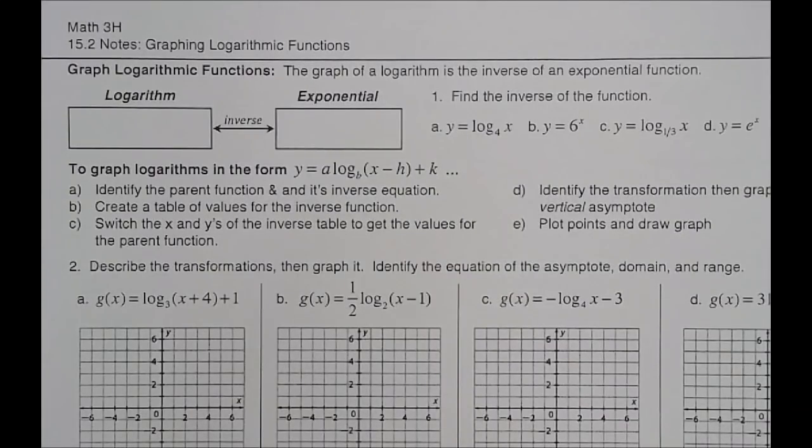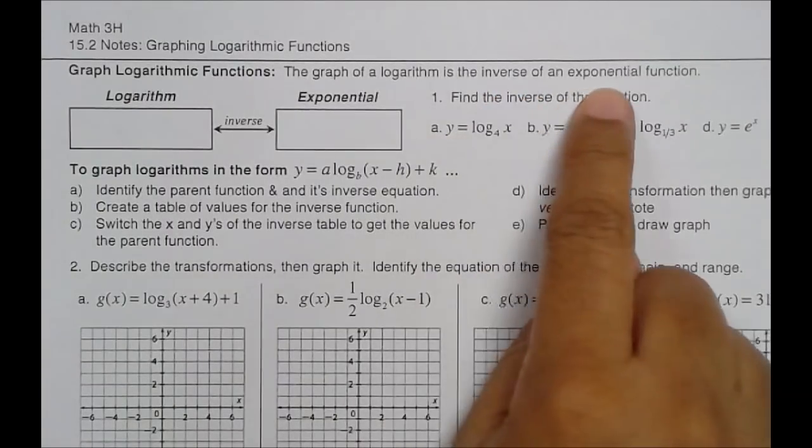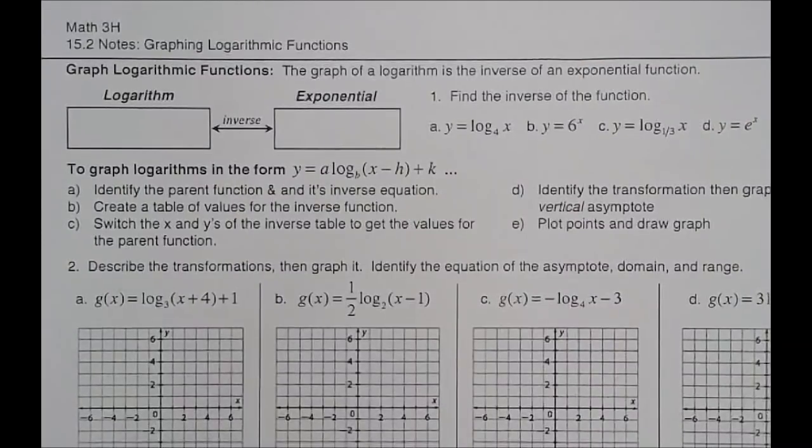Okay, today we are going to graph logarithms. So to graph a logarithm, we have to understand how that is related to our exponential functions, because we actually graphed exponential functions already. So graphs of logarithmic functions are basically the inverse of an exponential function. If you remember what an inverse is, that's when you're switching your x and y values.